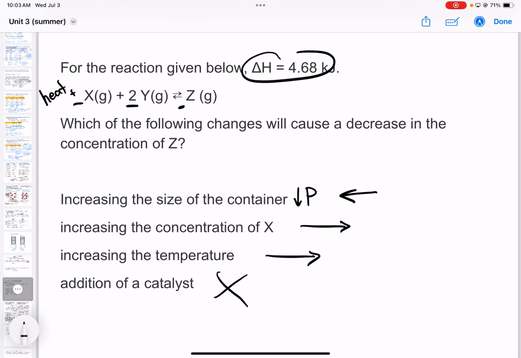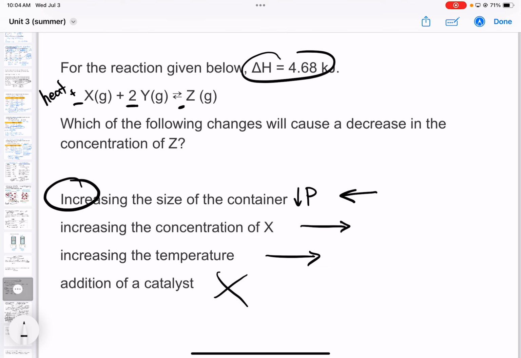So only the first one is going to decrease the amount of Z because it'll use that up and go to form reactants. But isn't it for increasing the concentration of X, wouldn't you have to pull from Z in order to make an equilibrium?